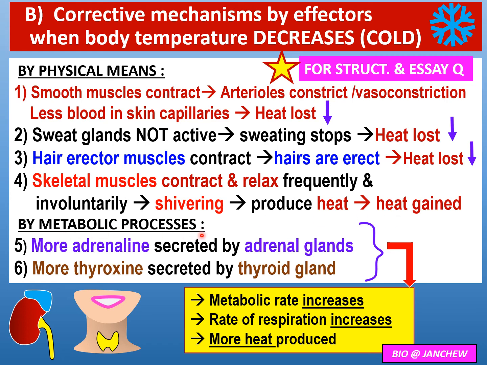Now, by metabolic processes, more adrenaline will be secreted by the adrenal glands, and more thyroxine will be secreted by the thyroid gland. So these hormones will increase the metabolic rate, or the rate of chemical reactions in the body, such as the rate of respiration. So when the metabolic rate increases, more heat is produced to increase the body temperature so that it goes back into the normal range.